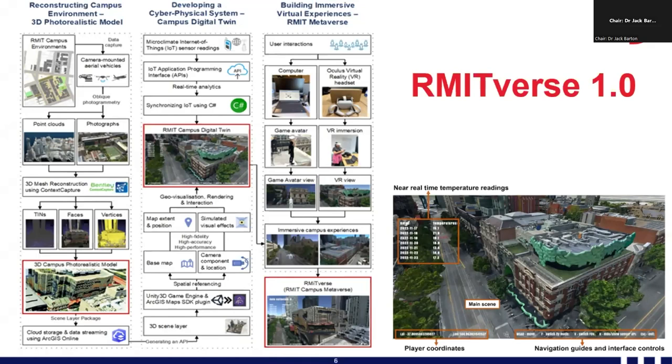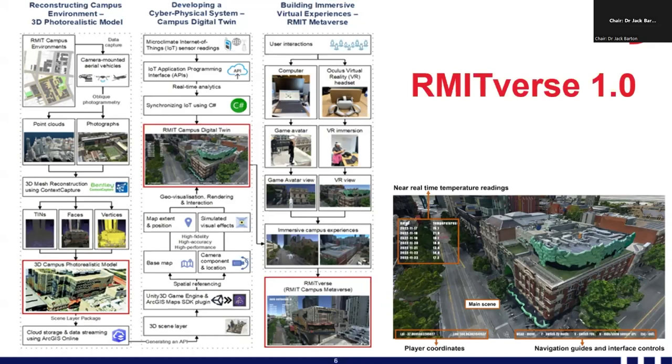I'm not going into too much detail on every step. We have the 3D reality capturing using photogrammetry methodology, which we didn't do ourselves. We purchased the data from Aerometrex. I have to acknowledge that. Then we use this very high-resolution 3D campus photo mesh model, link it with the API connection, and configure it in the Unity game engine.